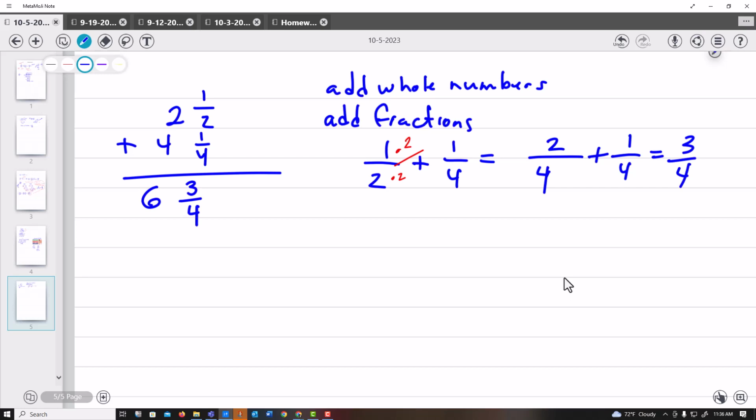The only time you have to worry about that is if it's an improper fraction. You want to be sure that you are changing the improper fraction into a mixed number to add it back in there.